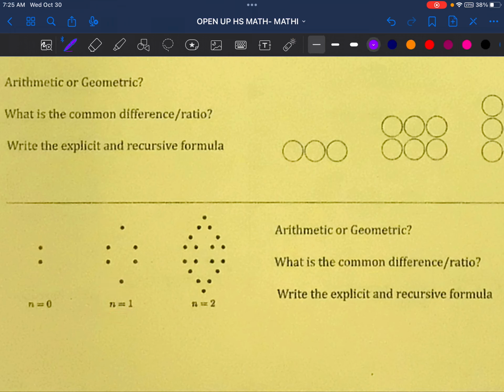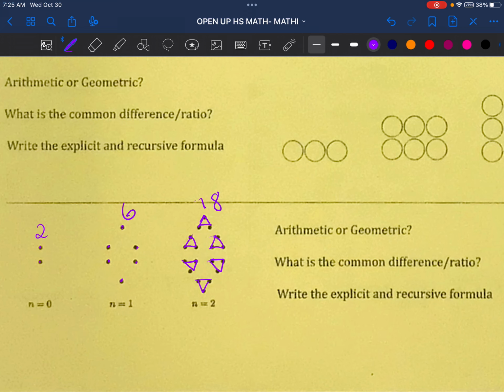Alrighty, it looks like in my 0th term, I've got 1, 2 dots. In my first term, I've got 1, 2, 3, 4, 5, 6 dots. And then in the next one, I've got 1, 2, 3, 4, 5, 6, 7, 8, 9, 10, 11, 12, 13, 14, 15, 16, 17, oops, well, that's cool, 18. Alrighty, so I've got 18 dots.